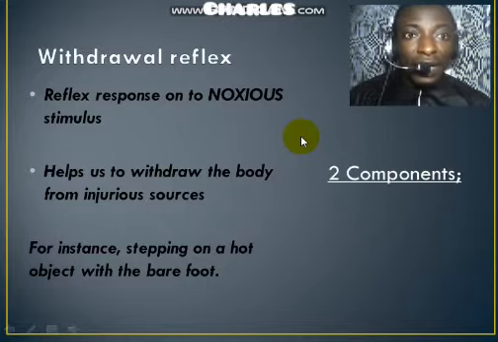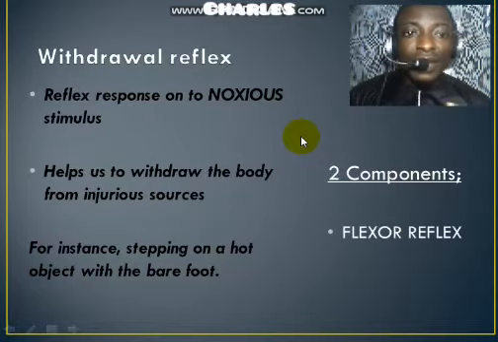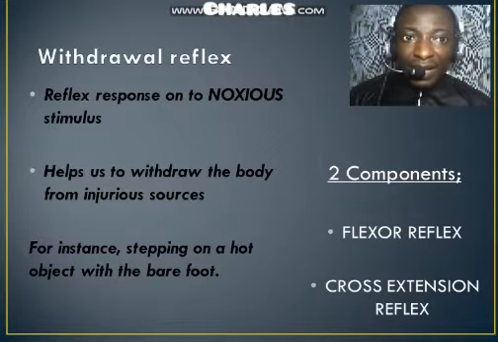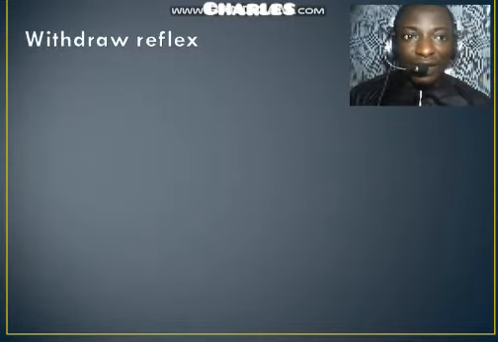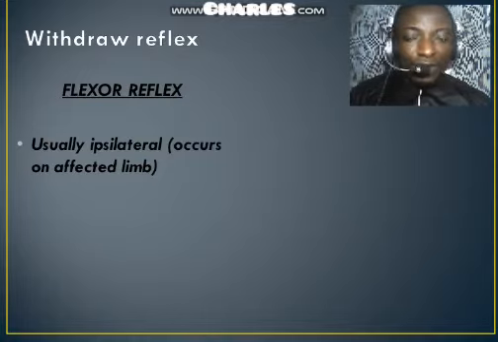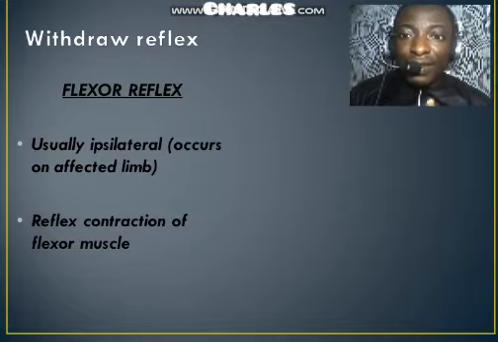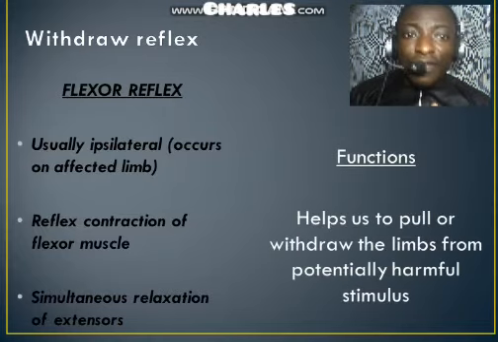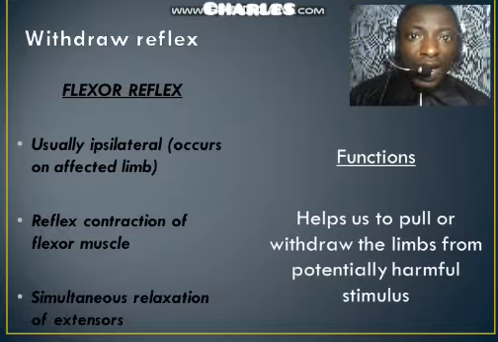Going forward, there are two components of the withdrawal reflex. The first one is known as the flexor reflex, while the second one is known as the cross extension reflex. These are the two major components of the withdrawal reflex. Now, flexor reflexes are usually ipsilateral. That is, they occur on the affected limb. During flexor reflex, there is reflex contraction of the flexor muscles and simultaneous relaxation of the extensor muscle.